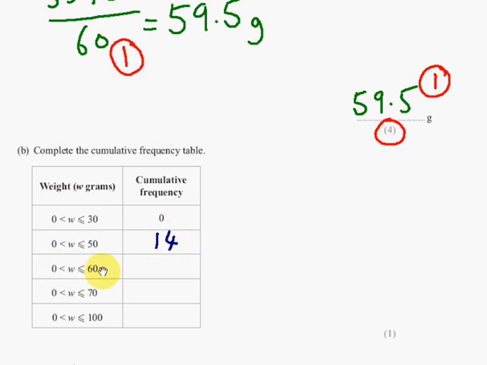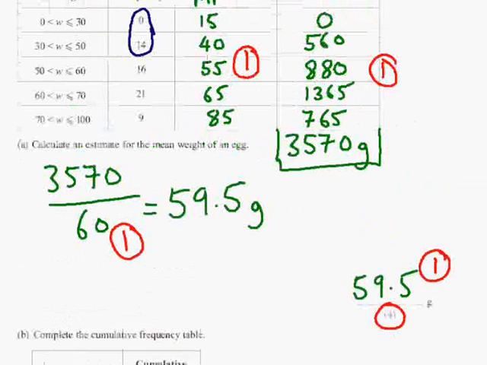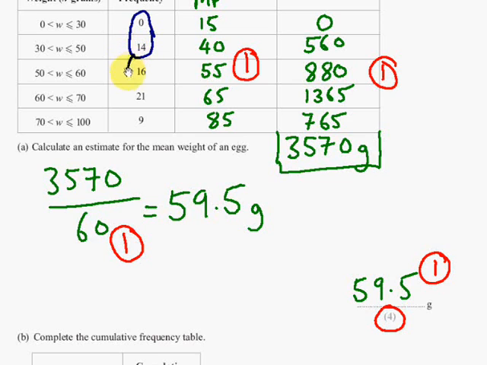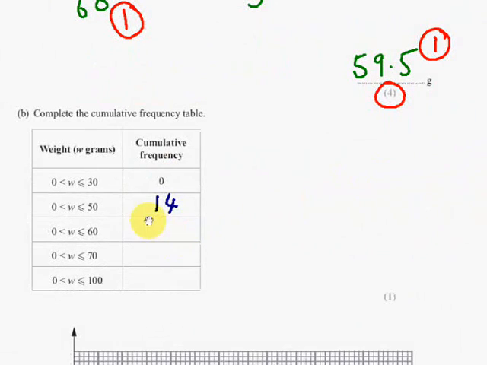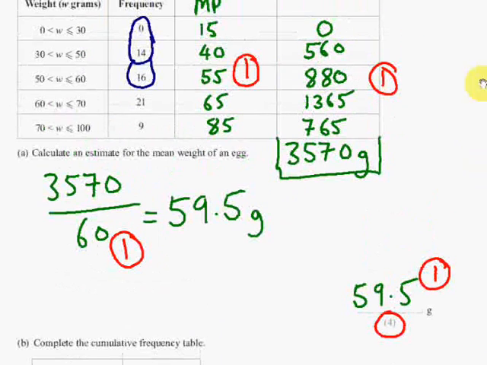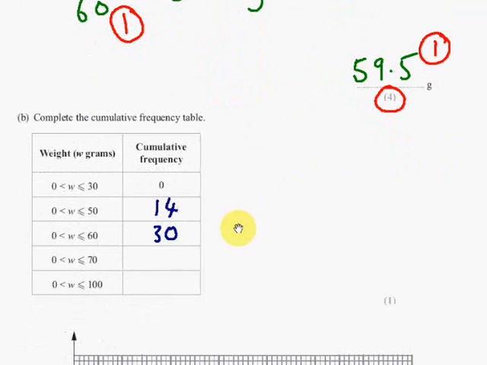Now from 0 to 60, so that's everything up to 60, we're going to have to add this 16 onto that number. So we need to add 16 onto 14, which is 30. And everything up to 70, from 0 to 70 grams, we're going to need to add another 21 eggs, which gives us 51 eggs.